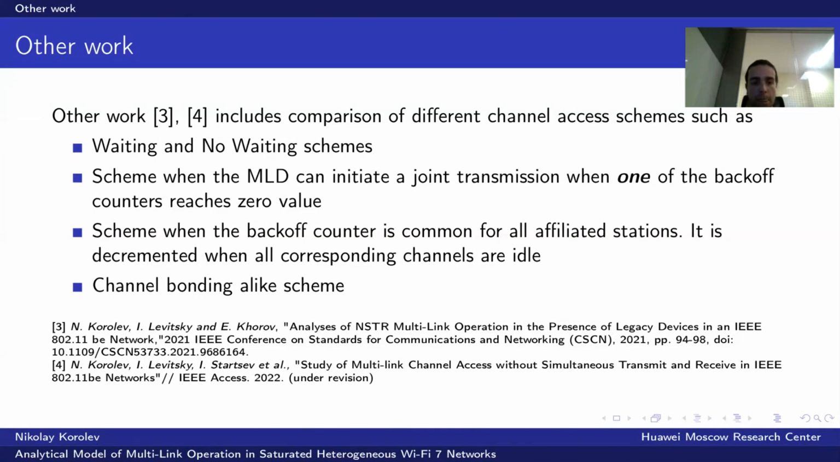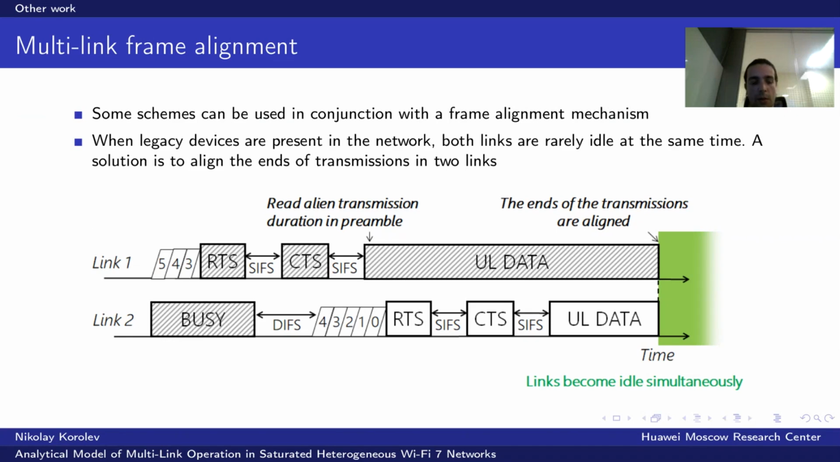Yes, and the last modification of some of these schemes I would like to mention is frame alignment. Frame alignment is a mechanism which can be used to increase the number of joint transmissions. The idea is that if we have more opportunities for joint transmissions, if we perform more joint transmissions, therefore we use more links for simultaneous transmission, then we will have increased throughput.